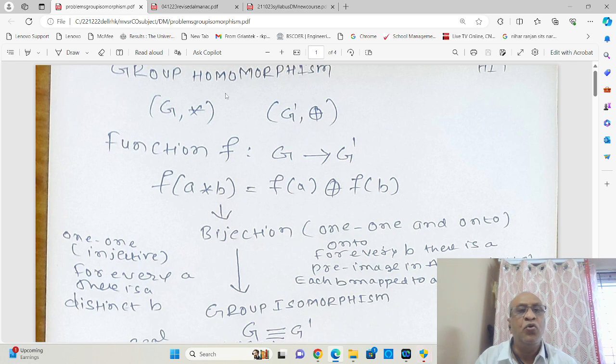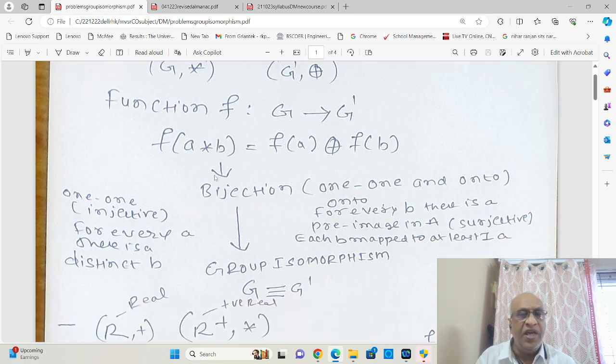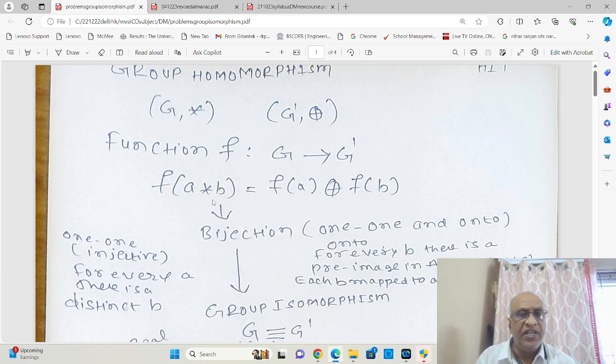So the first keyword we are referring to is group homomorphism. Here is a set G with the binary operation star to be performed. There is one more set G dash with its own binary operation. So there are two sets here, and we have to establish a group homomorphism between these two sets. Let us say there is a function mapping from G to G dash such that f of a star b, where a and b belong to G and a binary operation is performed, the result will be f of a, the binary operation on G dash, f of b.